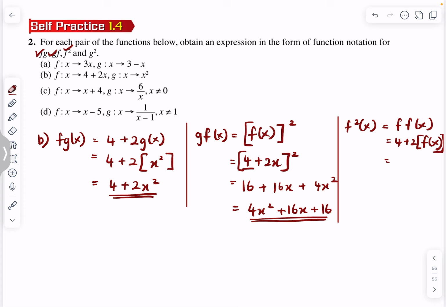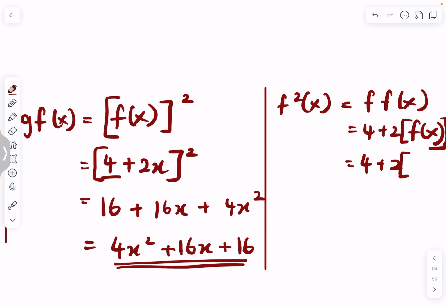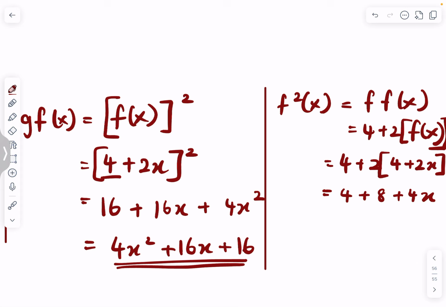Okay. So let's sub the f(x) inside. So we know f(x) is 4 plus 2x. We have to put it into this f(x). Not enough space. Let's bring this a bit here. So 4 plus 2(4 plus 2x). We expand this. 4 plus 8 plus 4x. We get 12 plus 4x.